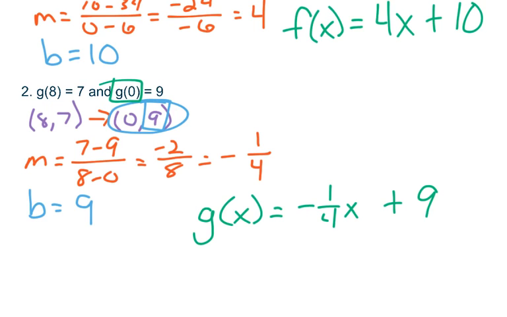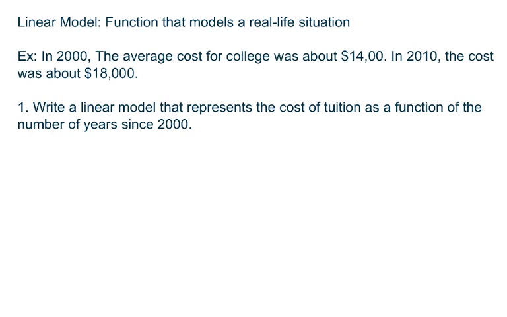Now, there is one vocabulary term in the section, and that would be linear model. A linear model is a function that models a real-life situation. It makes kind of sense. So I got one example here for you. In 2000, the average cost for college was about $14,000. Let's rewrite that. In 2010, the cost was about $18,000.